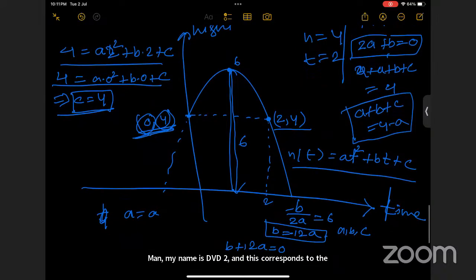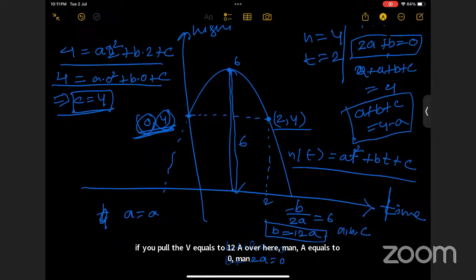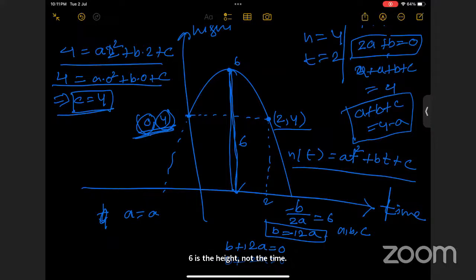Ma'am, if you put b equals 12a over here, a equals 0. 6 is the height, not the time. Minus b by 2a gives the x coordinate and not the y coordinate. Six is the y coordinate of the vertex, so it should be the x coordinate that you get from minus b by 2a.